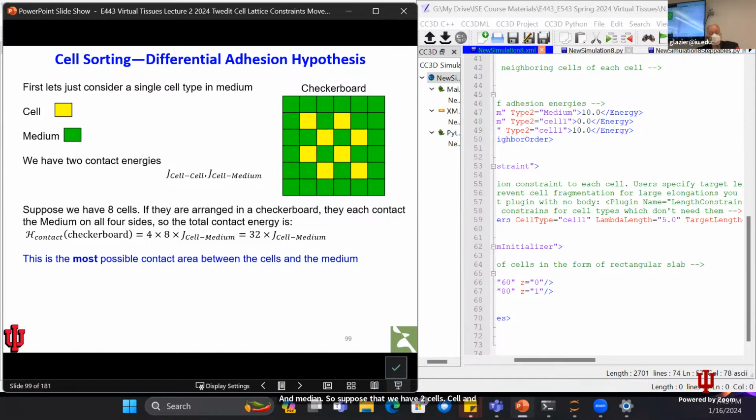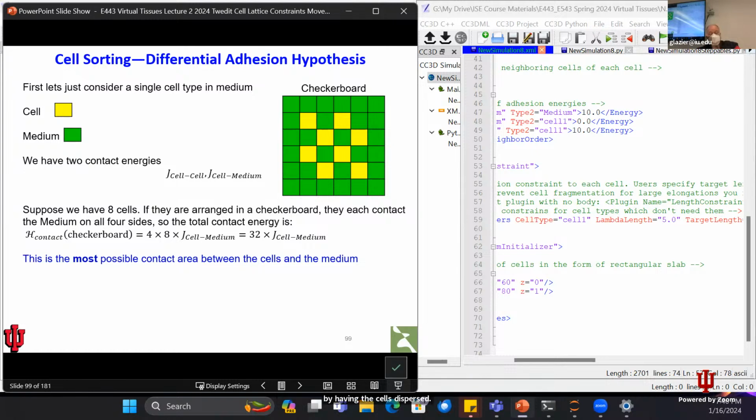Well, we have two contact energies. We have cell touching medium. Medium touching medium doesn't make sense because medium is a single thing. But the cell can touch medium or it can touch another cell. Well, if the cell-medium contact energy is bigger than the cell-cell contact energy, the pattern will have a lower energy if the cells are all clustered together. And if the cell-medium contact energy is less than the cell-cell contact energy, then you'll have lower energy by having the cells disperse.